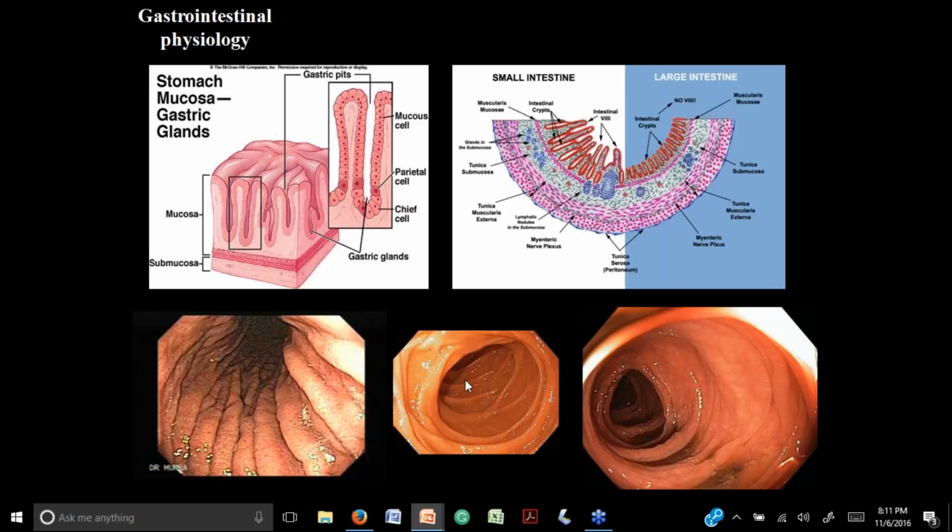Here we have the stomach, the duodenum, and the large intestine. In the stomach, we have some pits, gastric pits, so there are going to be some undulations of the mucosa. Number one is to increase the area of secretion of the enzymes of the stomach. And in the small intestine and large intestine, it is to increase the area of absorption.